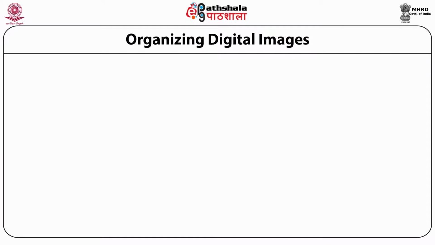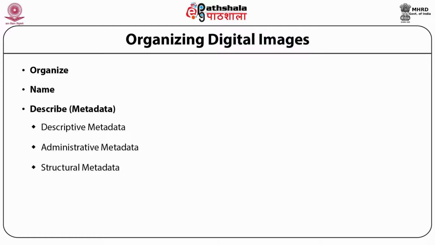Organizing digital images. The process of organizing digital images involves three steps. First one is organize. Second one is name. Third one is describe or metadata. Let us see the first one, organize. Organize means organizing the scanned image files into a disk hierarchy that logically maps the physical organization of the documents. Second one is name. Name the scanned image files in a strictly controlled manner because that reflects their logical relationships.